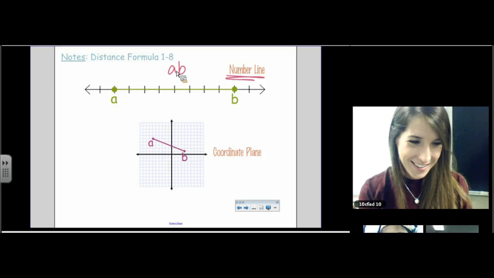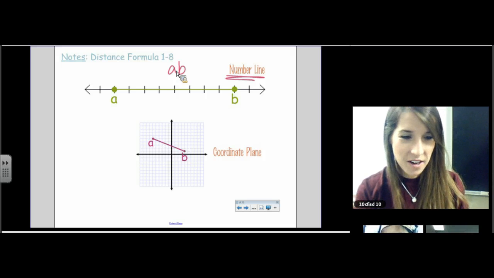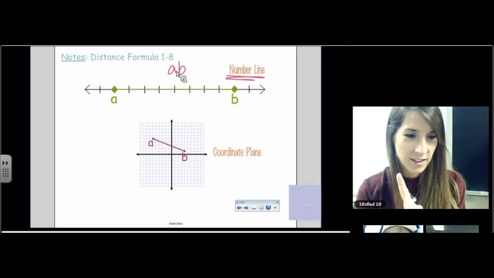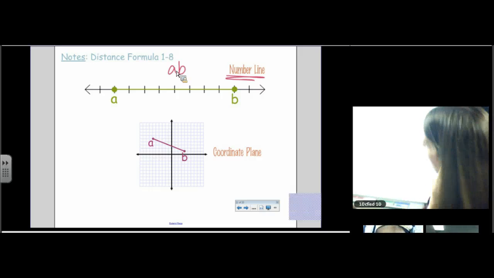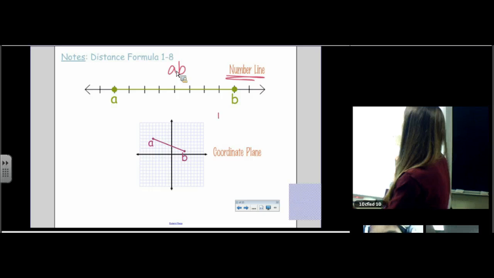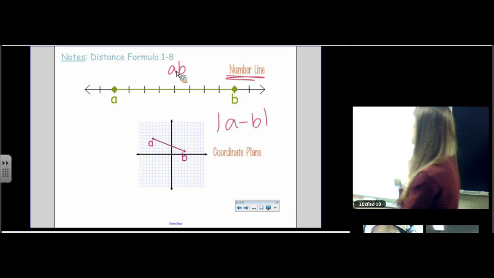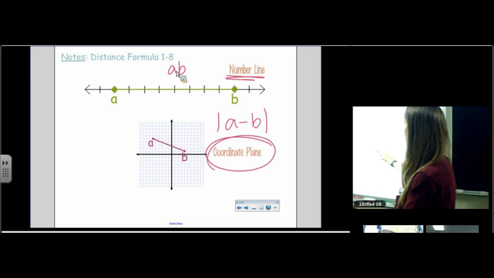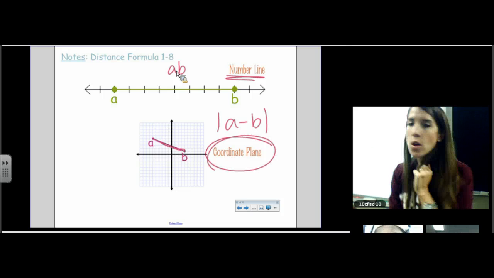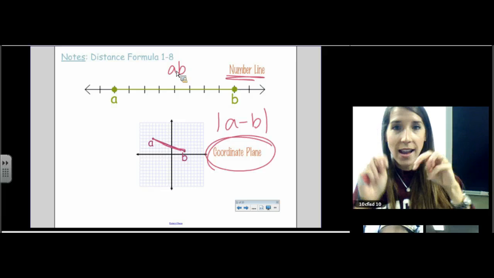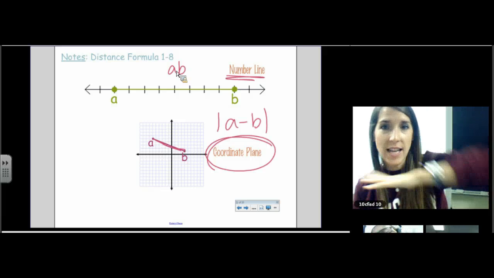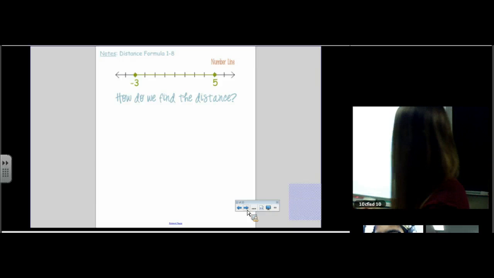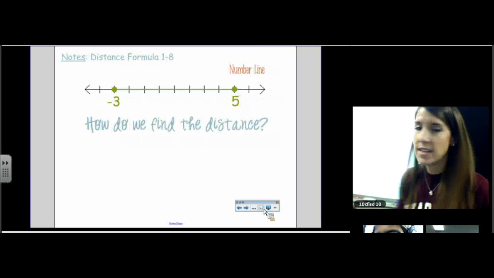Oh my gosh. How do you find the distance on a number line? I'm looking for one word. Subtract. Very good. The absolute value of the difference. So you would do A minus B and you would take the absolute value. Very good. So today we're going to learn how to find the distance on the coordinate plane when our number line is not horizontal. It's diagonal now and it's a little bit different. Okay? So let's make sure we remember. How do you find the distance?